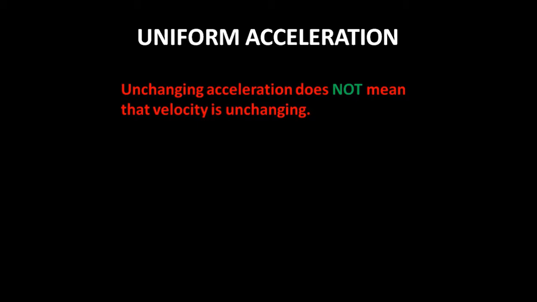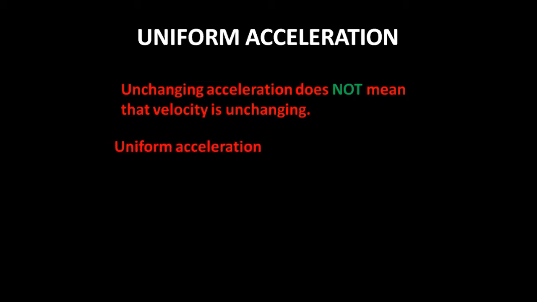Let's suppose you have a uniform acceleration of 3 meters per second squared. Starting at 0, after 1 second, you're traveling 3 meters per second. After 2 seconds, you're traveling 6 meters per second. So the velocity is changing, but the acceleration is uniform.